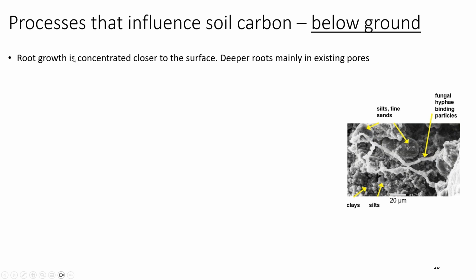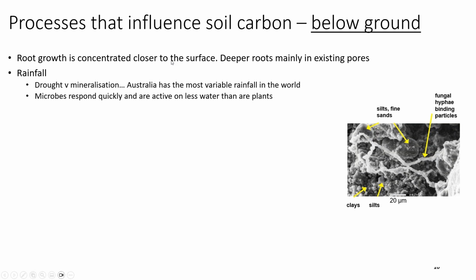Well, root growth is concentrated mainly at the surface, and deeper roots tend to grow through pores mainly of previous roots or channels being built by soil organisms. Just because soil is heavy, getting down there, it's hard to push around, so you find a lot of it in channels. Rainfall has an effect not just at the surface with that plant growth, but what happens in the soil. And so we've got a difference of sort of drought accumulation and mineralisation happening. The microbes respond quickly to moisture and are active at lower water concentrations in soil than our plants.